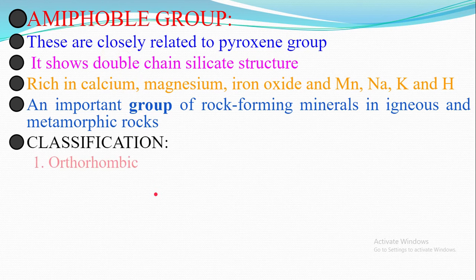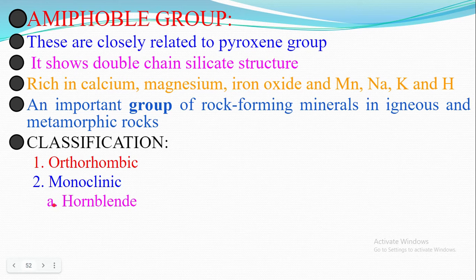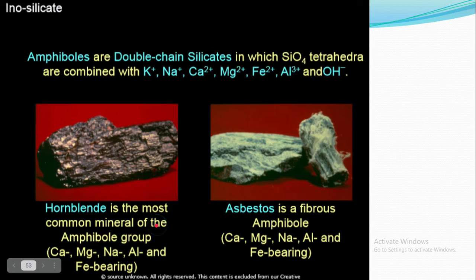Again, orthorhombic and monoclinic. The example is hornblende, an important rock forming mineral of the amphibole group. Tremolite, actinolite. You see the color. These are double chain silicates, in which Si4 tetrahedra are combined with potassium, sodium, calcium, magnesium, iron. So the cations are all these, and OH. Hornblende is the most common amphibole mineral.